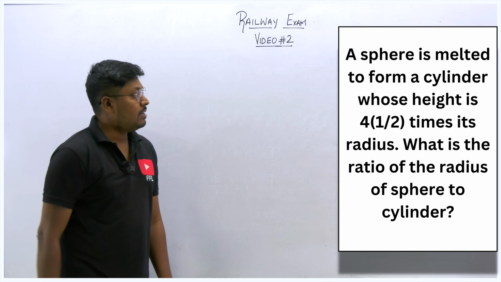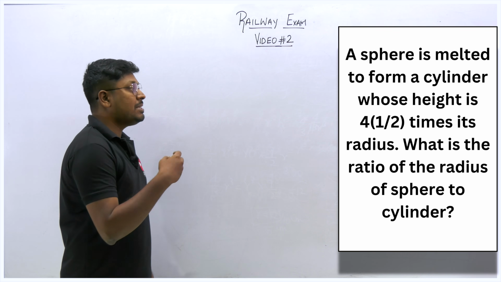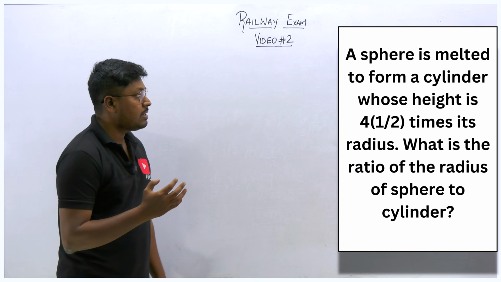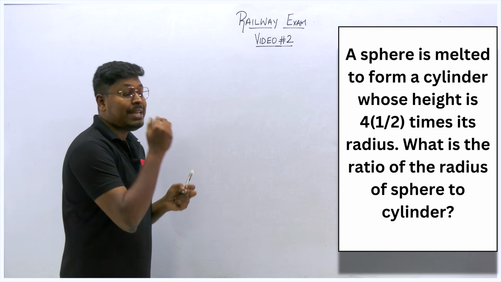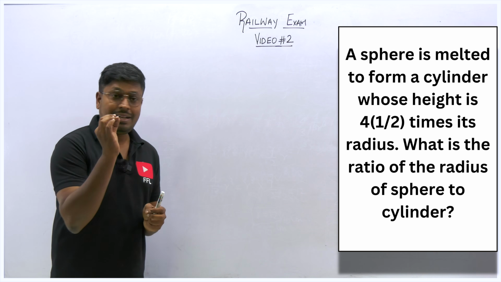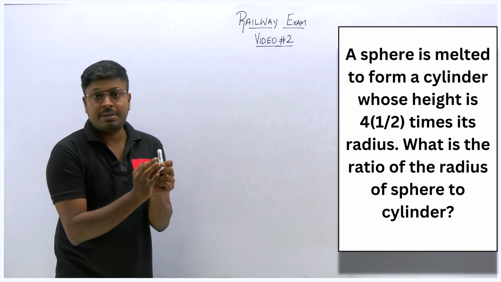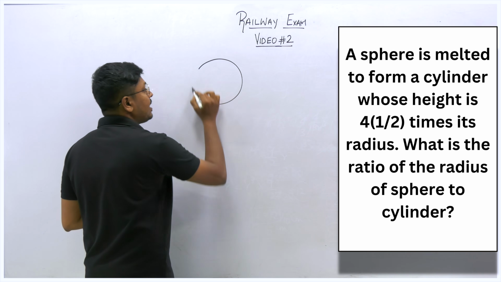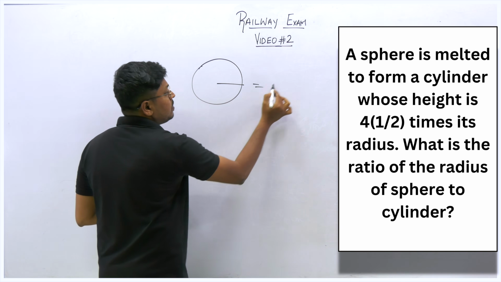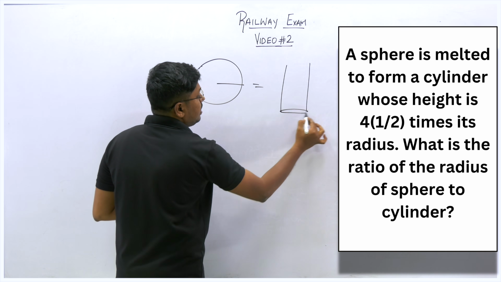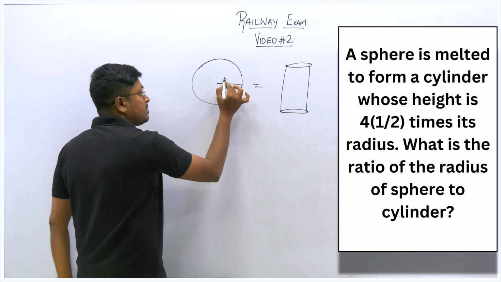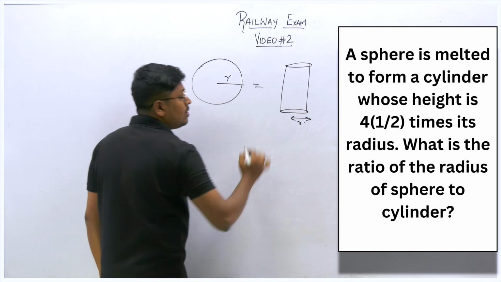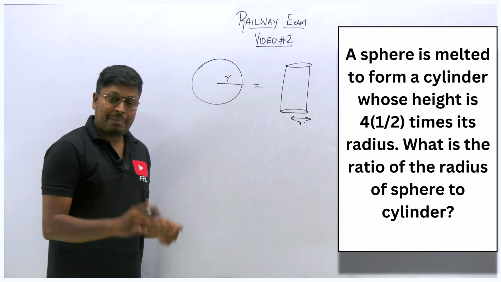So next question. A sphere is melted to form a cylinder whose height is 1 by 2 times its radius. What is the ratio of the radius of the sphere to the cylinder? So friends, it is also based on the melting concept, but here neither radius has been given, right? Similarly, our target is to melt the sphere in order to make a cylinder, but the radius of the sphere is not given, and the cylinder radius is also not given. But it is a melting concept, right?